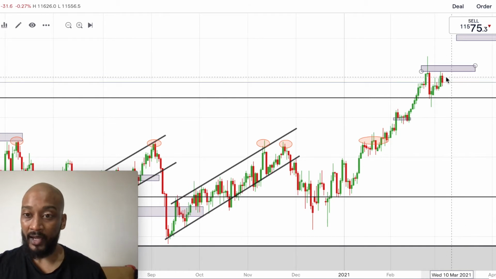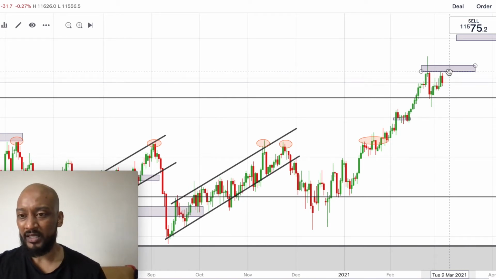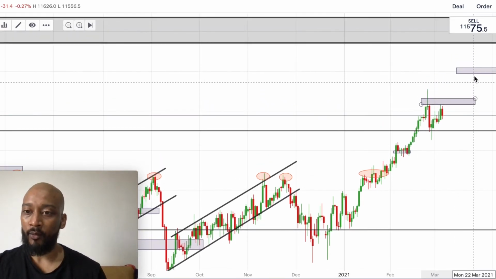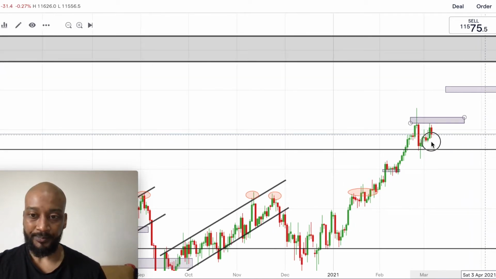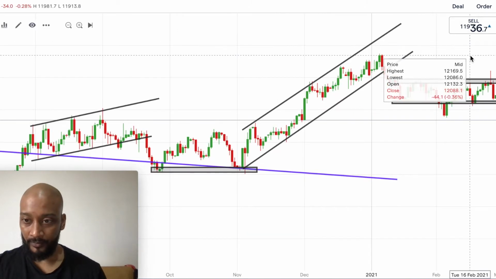If we can get back above this resistance area here between say 116.30 and 116.50, then your targets above that would be 118 and then all the way back up at 120. So let's move on to euro dollar.